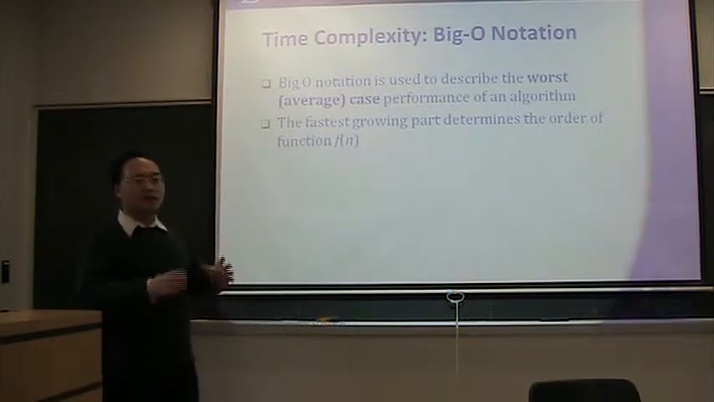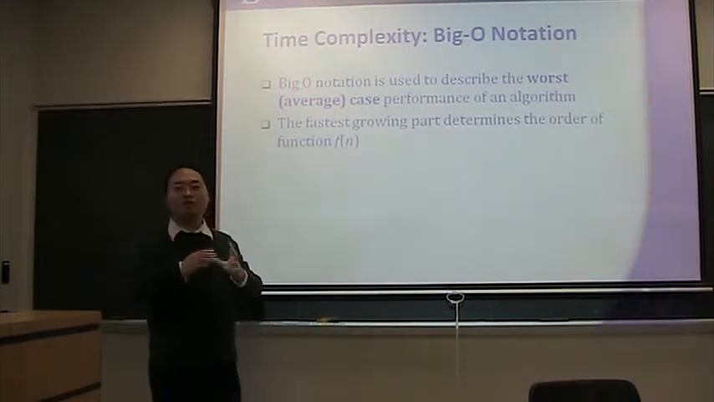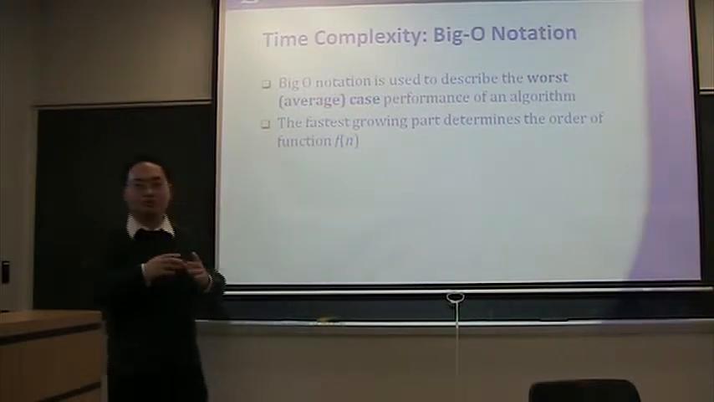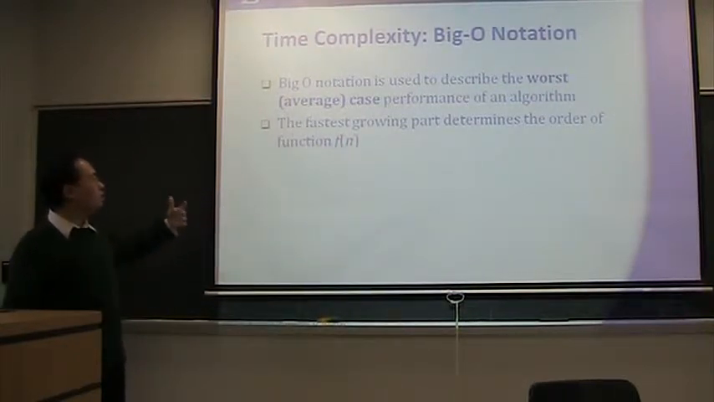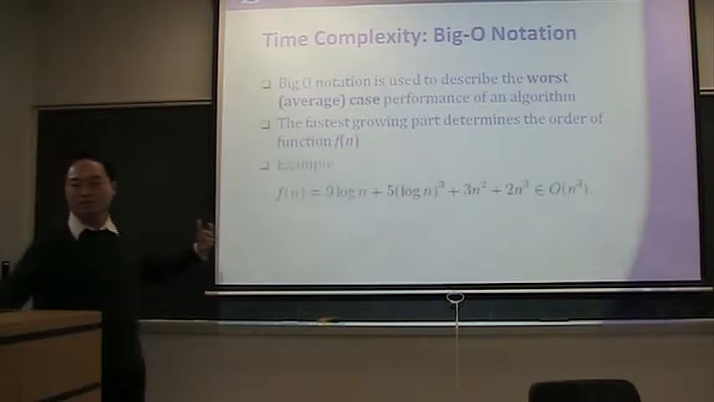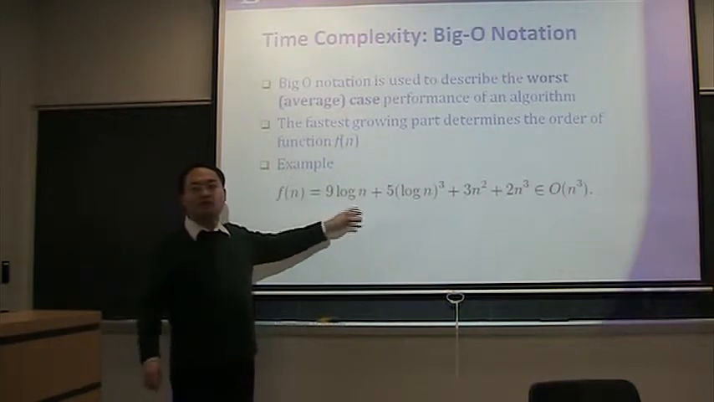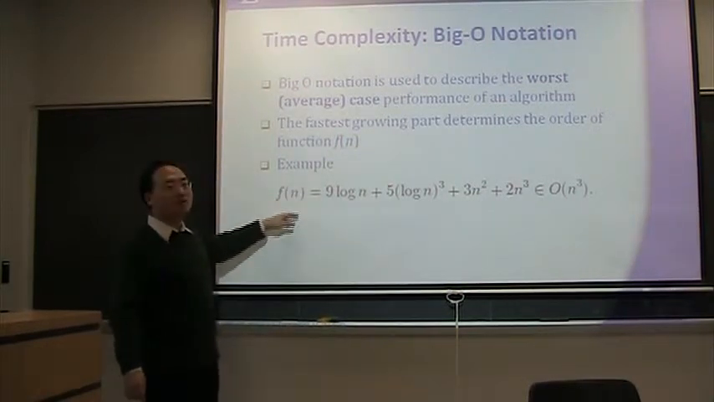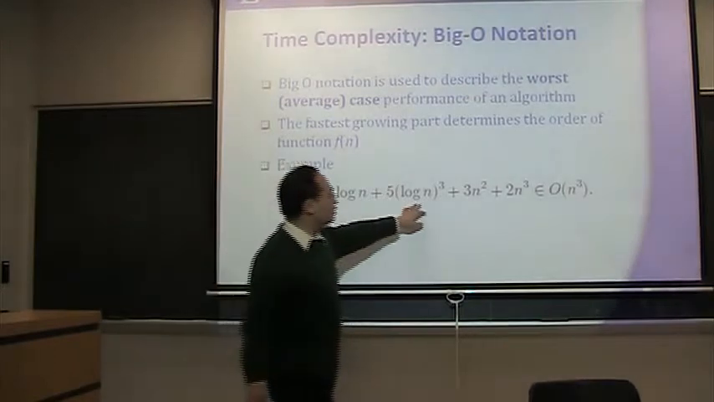Let me say that again. So we have a function called F(n). This F(n) describes how many times we are going to execute the most time-consuming code or statement in the program. And the fastest growing part will determine the order of this F(n), and it can be described by O(n). So for example, if n is a parameter of the problem, and if n is given, we can calculate the total number of times we are going to execute the most time-consuming part. And F(n) is equal to this thing.